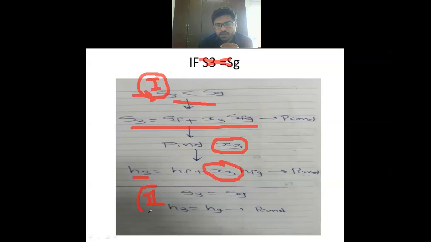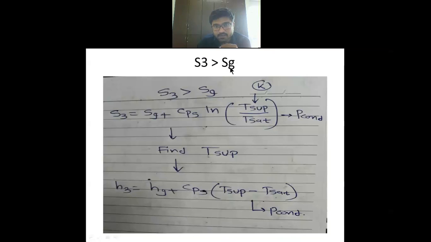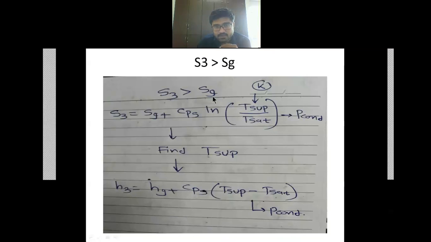For case number 2, it is very easy to find H3. Just H3 is equal to Hg at P condenser. Simple. You do not have to complete this procedure. Only a simple formula: H3 is equal to Hg at P condenser if these conditions are satisfied. Clear? So this is not part of our example. In the example we have used this, but we are discussing that there are 3 types. So this is our third type.